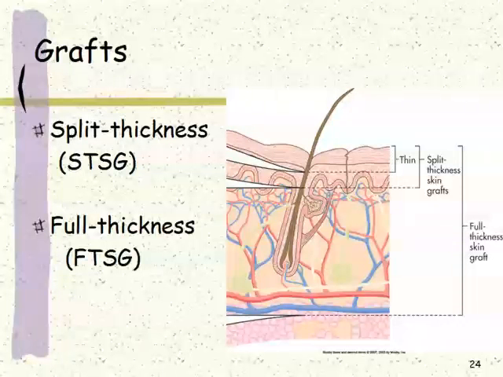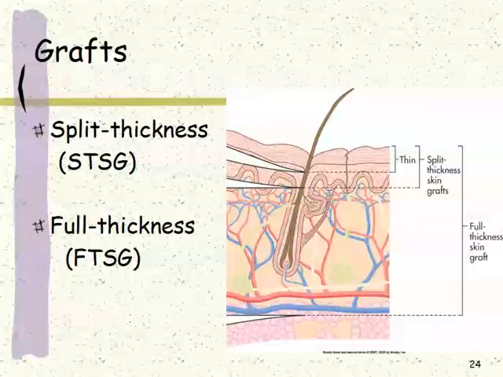The meshing almost makes the skin look kind of porous, almost like a screen would look, and this can increase the donor site area that can be covered, or I should say the burn site, by up to 9 times the original donor site skin size.